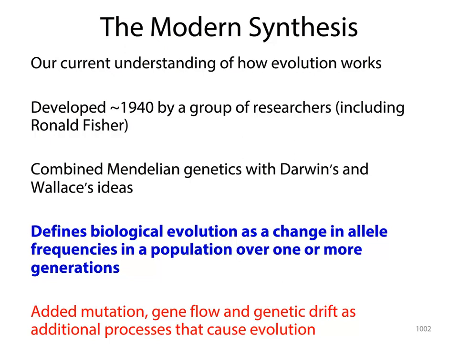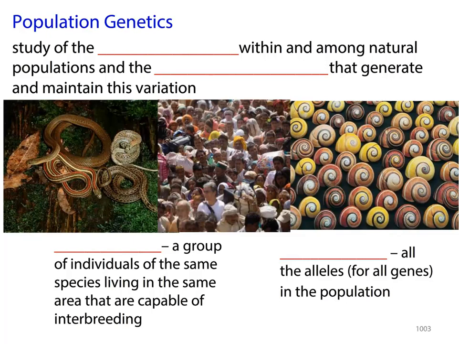Basically, they define biological evolution as changing allele frequencies in a population. So you're looking at how your allele frequencies change in your population over the generations. It also added the idea of mutation, gene flow, and genetic drift as additional processes that could cause populations to evolve.